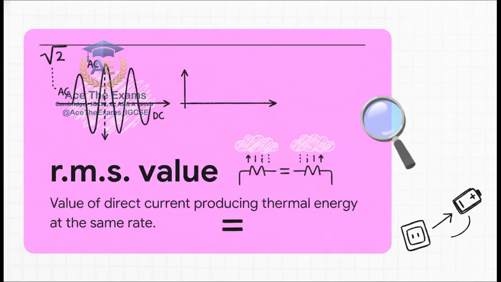To find the RMS current mathematically, you simply take the peak current and divide it by the square root of 2. The exact same rule applies to voltage. RMS voltage equals the peak voltage divided by the square root of 2. It is our perfect way of creating a DC equivalent for an AC world.